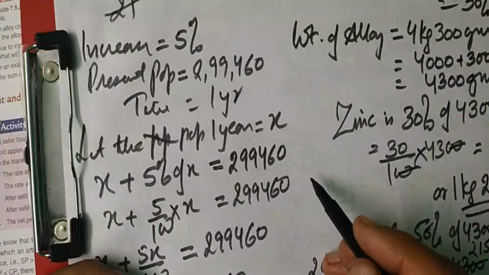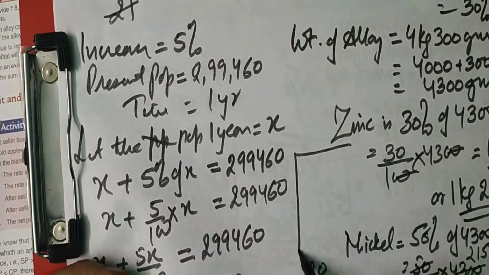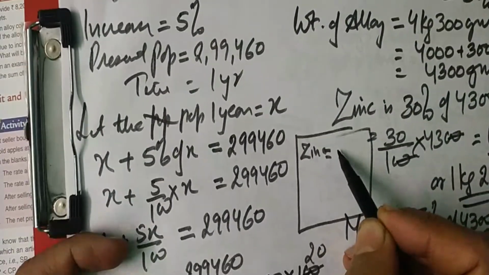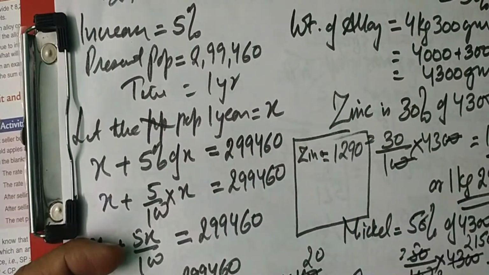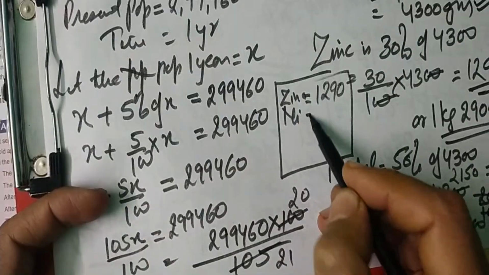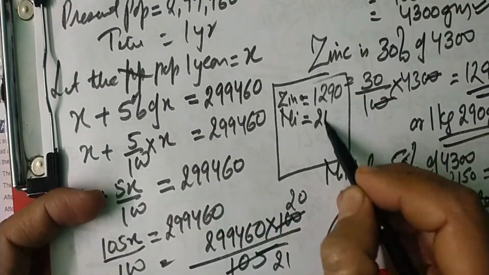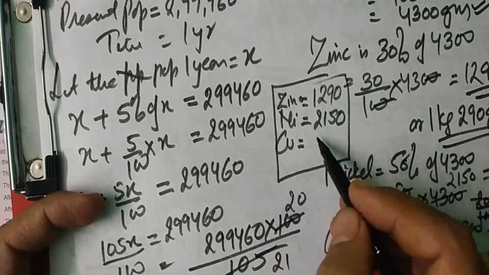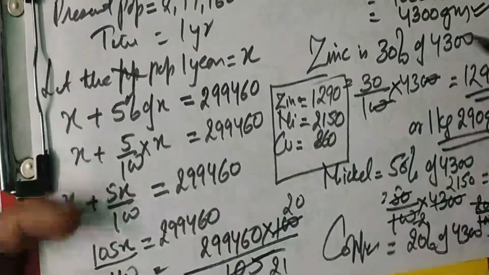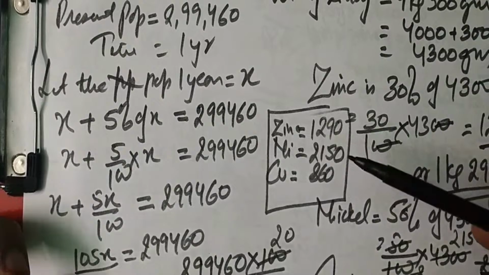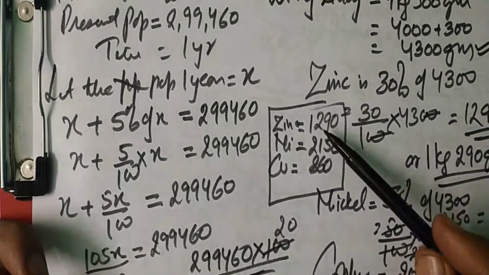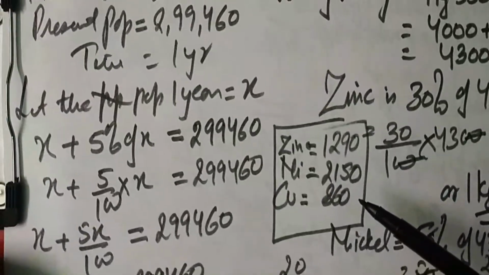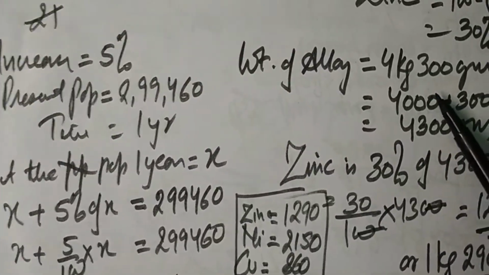First weight, the answer is here. Zinc is 1290. Nickel, I am writing the symbol, nickel is 2150 and copper symbol is this, 860. So these are the weights of the 3 metals in this mixture of metals. How will you check the answer? Do the total of these. When you add these 3, your answer will come the same, 4 kg 300 grams.